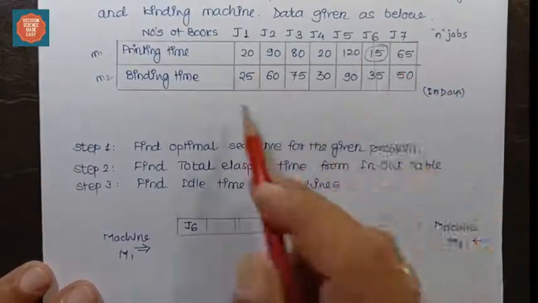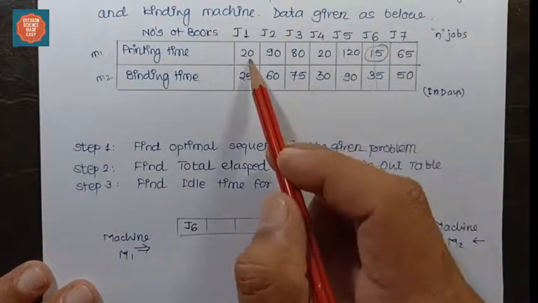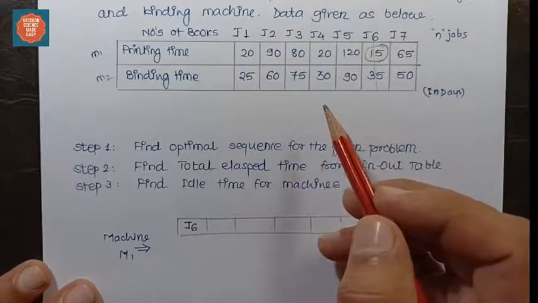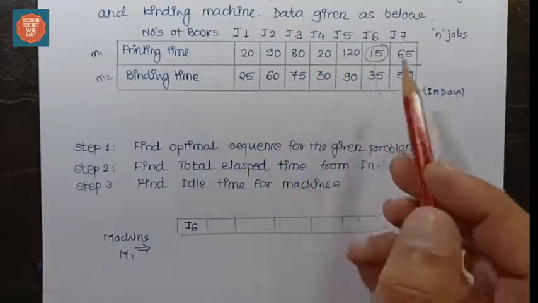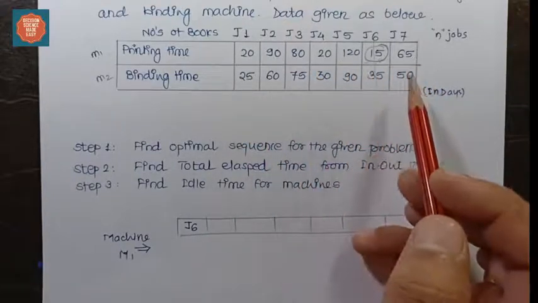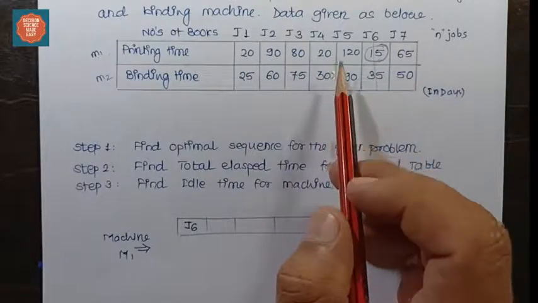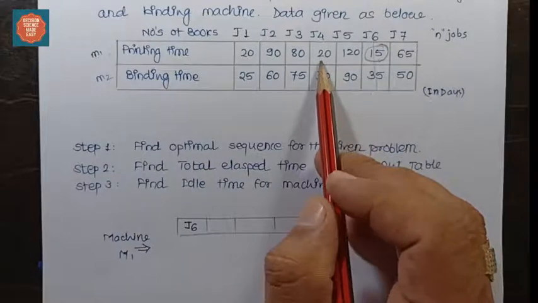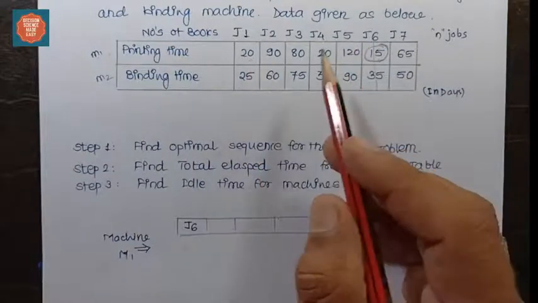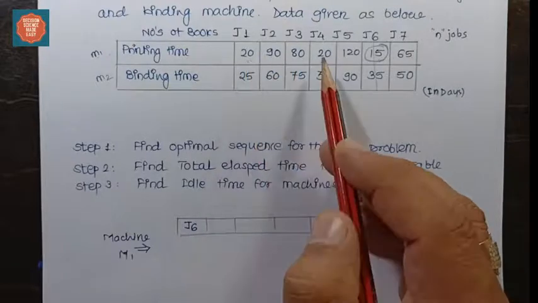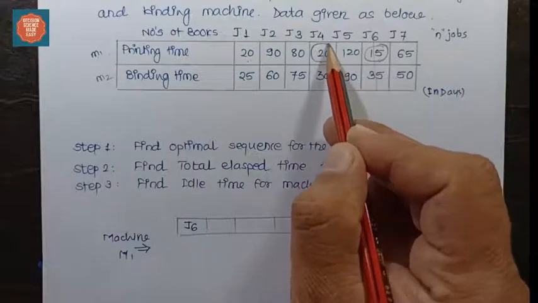Next I have to find the next smallest element. That is this 20 and this 20. So both will do. Friends, sometimes there could be multiple solutions or multiple sequences for the given problem like this. Some people might select J4 first, or some people might select J1 first. No matter what selection you make, the ultimate result is not going to be affected. So I'll select J4 here first.